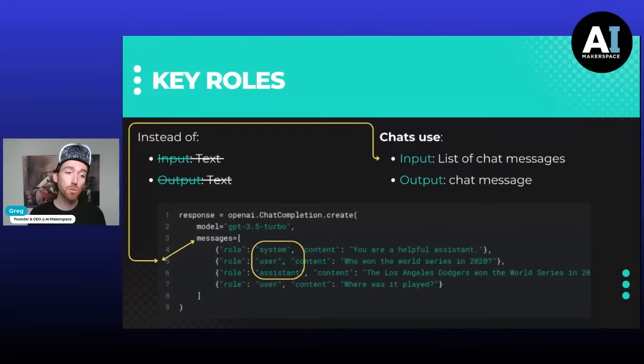If we look at this example on this slide as a first cut, the system role is saying, okay, you are a helpful assistant. The user role is prompting, who won the World Series in 2020. And the assistant role is answering the question, the Los Angeles Dodgers won the World Series in 2020. And you can see that subsequently, the user then asks a follow-up question, where was it, referring to the World Series in 2020, played?